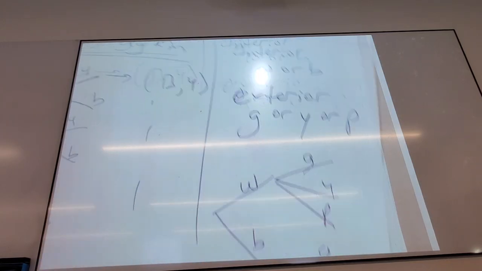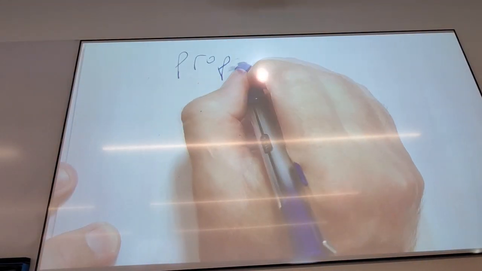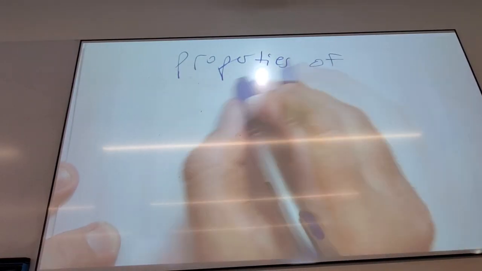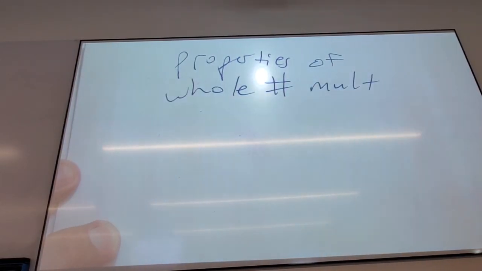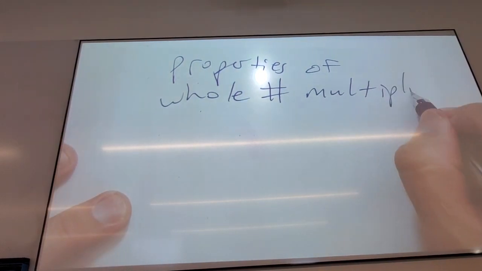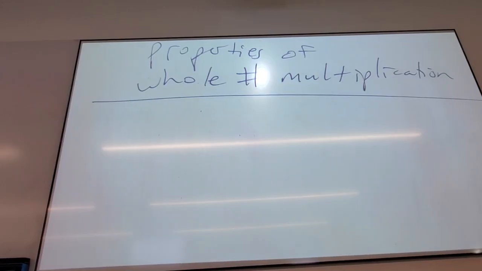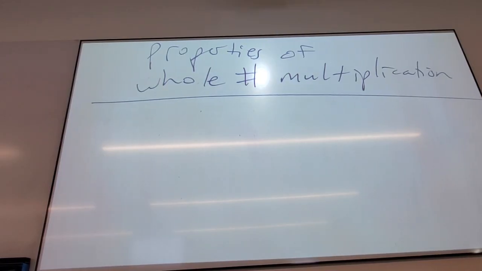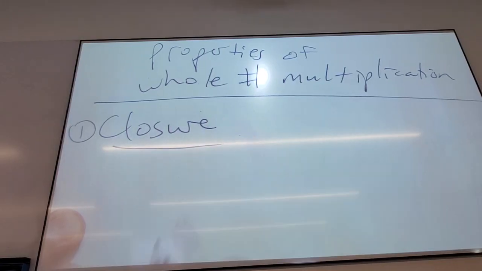Okay. By the way, today's going to be a bunch of me talking, so just get used to it. Here we go. This is the way it happens. So some properties. Whole number multiplication. We have our favorite, closure. Those are my favorites. I love closure. Anybody remember what closure was?